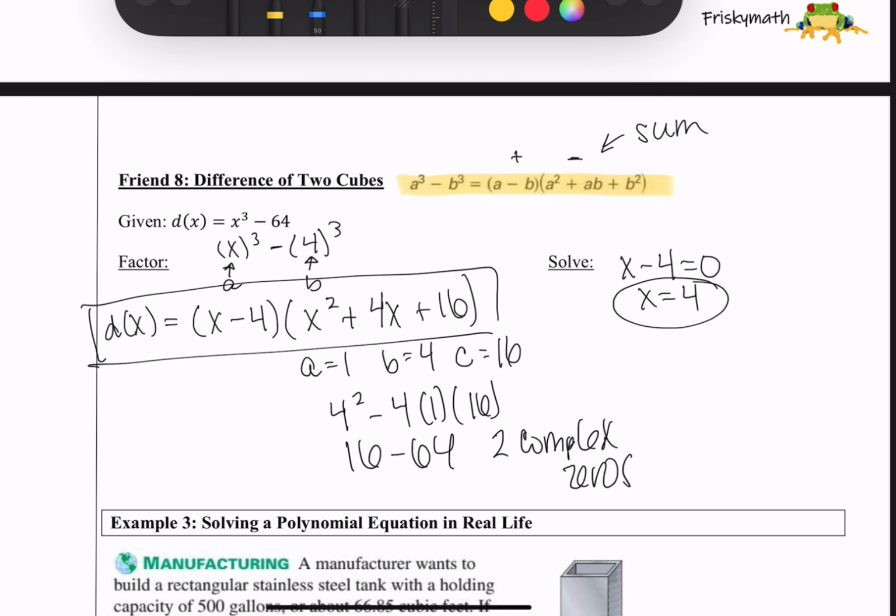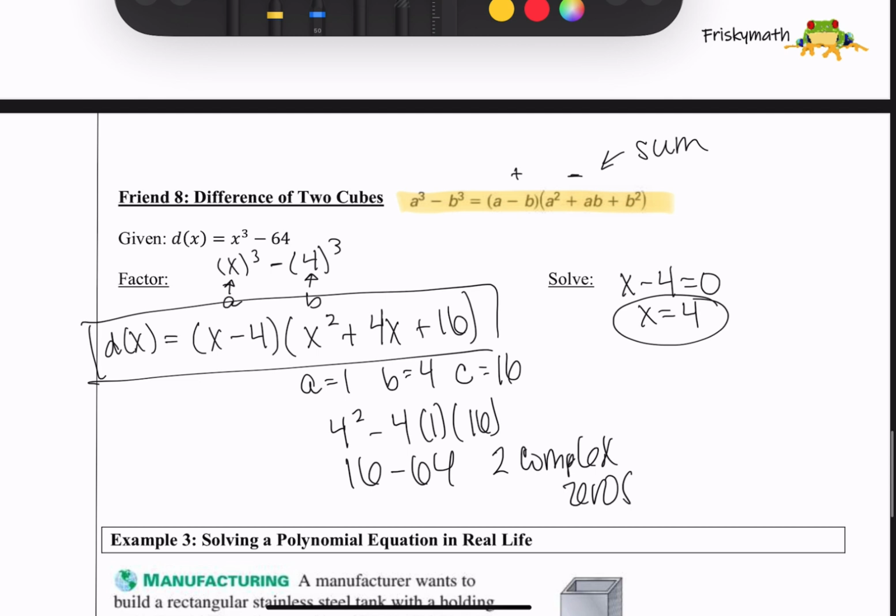So those won't show up on our graph. And again, it's a cubic. You've got a y-intercept of negative 64. It's going to look a lot like the last one. And because I'm out of room, I'm not going to do it. All right, so there's your new friends. You got 3 new friends that you can add to your friendship group with all your other factoring friends.